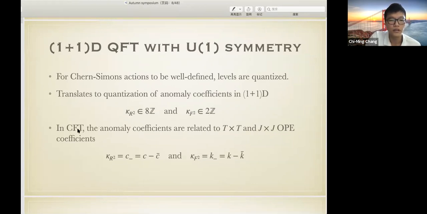And in CFT, the anomaly coefficients are related to the TT OPE and JJ OPE, and usually this condition is phrased in terms of the quantization condition on these OPE coefficients, namely the chiral central charge and the chiral level. So usually the quantization condition is phrased in that the chiral central charge should be a multiple of 8, and the chiral level, that's the left level minus the right level, should be an even integer.